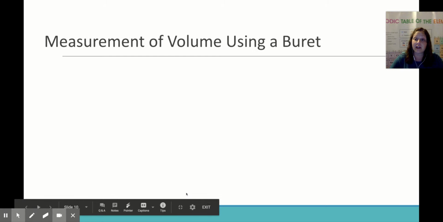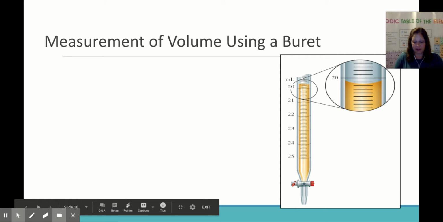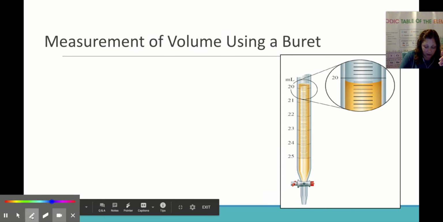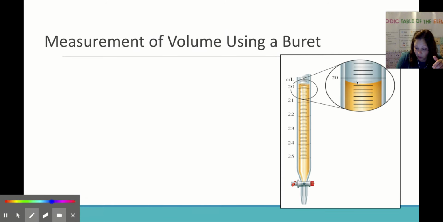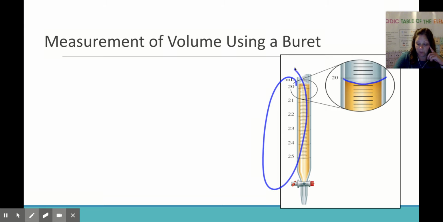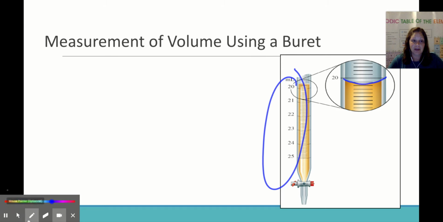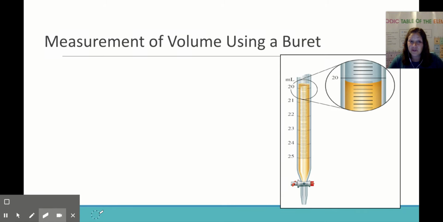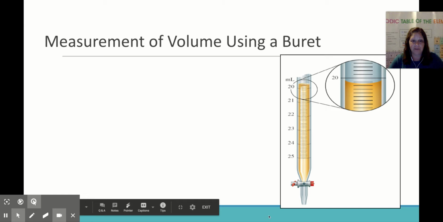If we're using a burette, something that I find easy to do, remember that whenever you are measuring liquid, you always measure the bottom of the meniscus. But in a burette, the numbers go backwards. So the numbers are actually going from big to small, because in a burette, we're actually measuring the amount of liquid that's being taken out of the burette. We're not measuring the amount of liquid that's inside the burette.